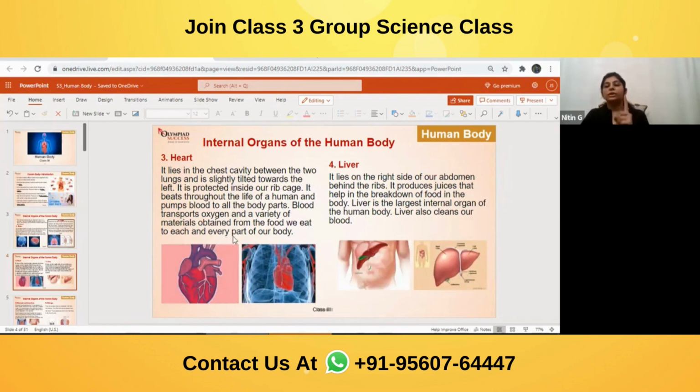First thing, the heart is located in the chest cavity. Second, the heart is tilted a little bit towards the left side. Third, the heart is also protected by the rib cage. Fourth, the heart continuously beats throughout the life of a person. Fifth, it pumps blood to all body parts, and blood carries the oxygen and the nutrients which we get from food to all the parts of the body. Clear?